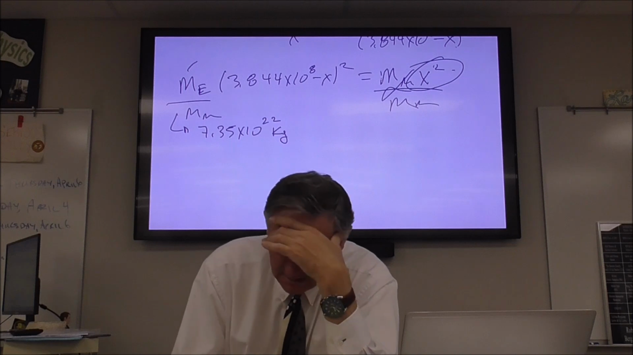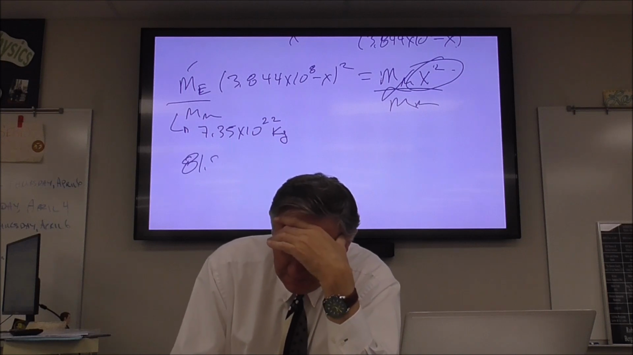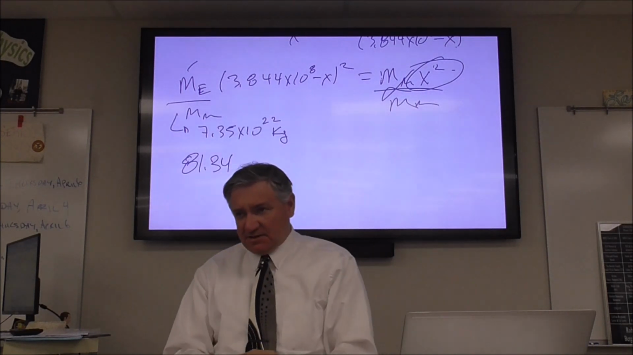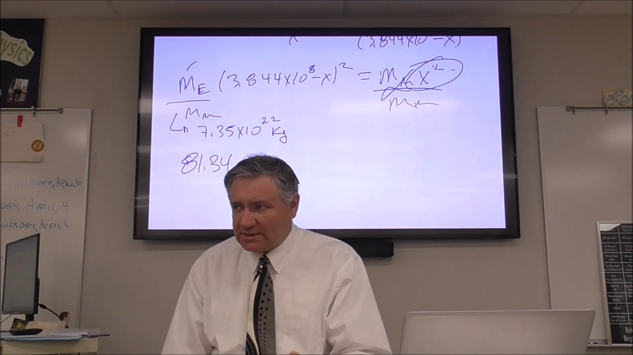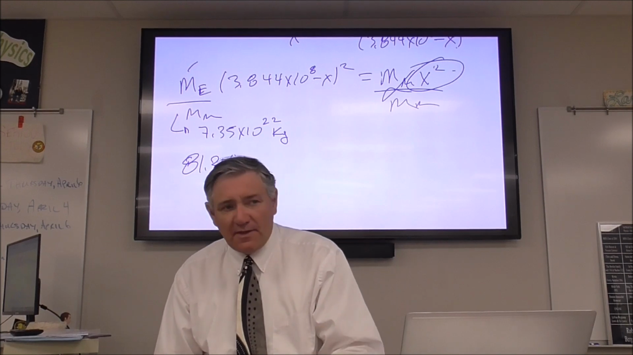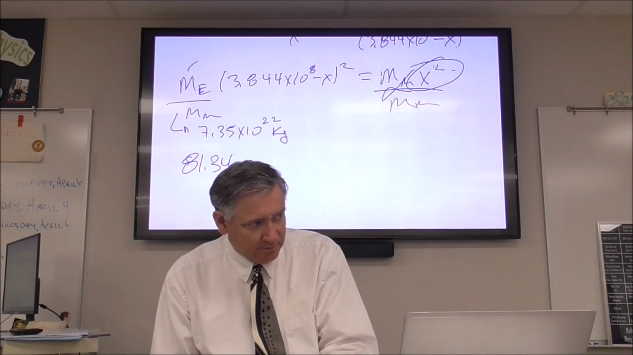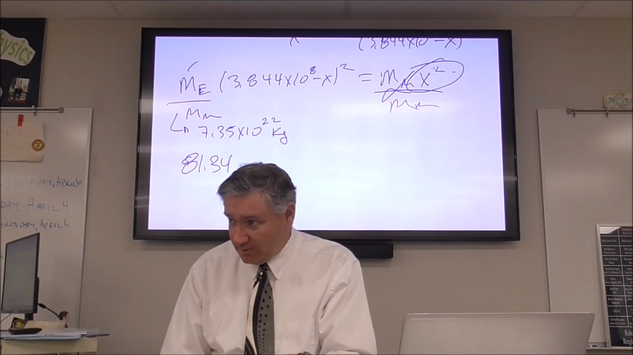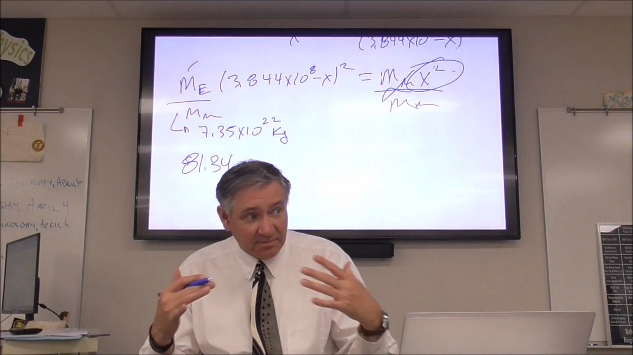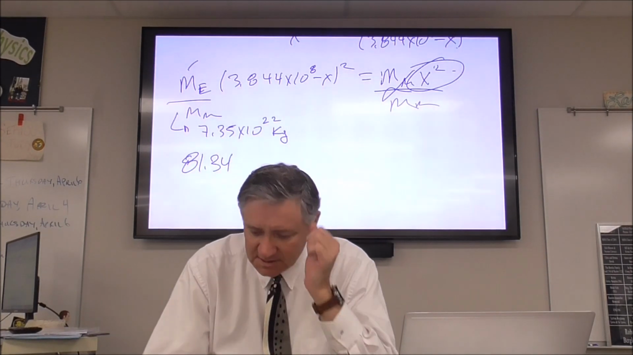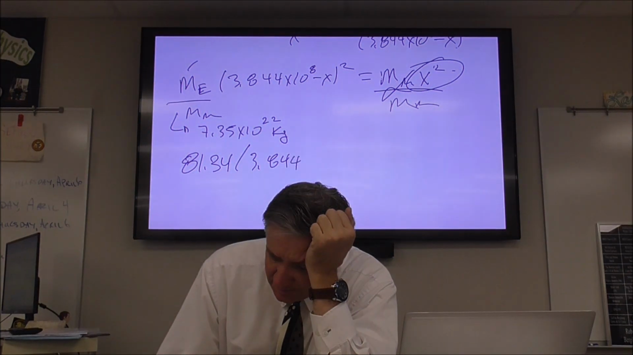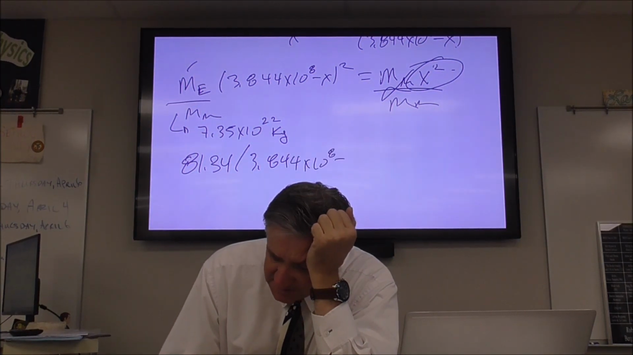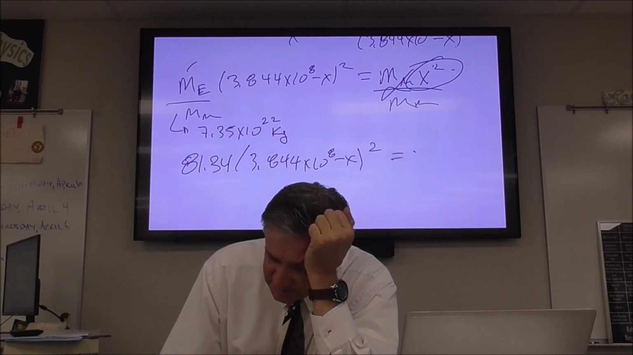I got 81.34. Okay, so what that tells us is that the mass of the Earth is 81.34 times greater than the mass of the moon is. Okay? So our Earth compared to our moon is much, much more massive. So now, here's what I've got. 81.34 times 3.844 times 10 to the 8th minus x squared equals x squared.